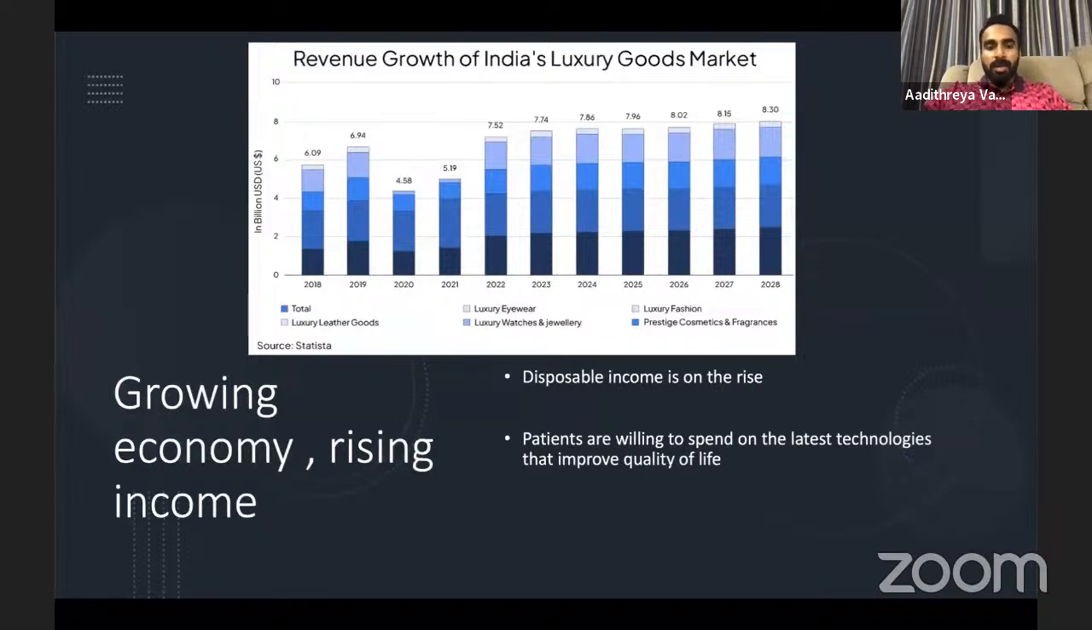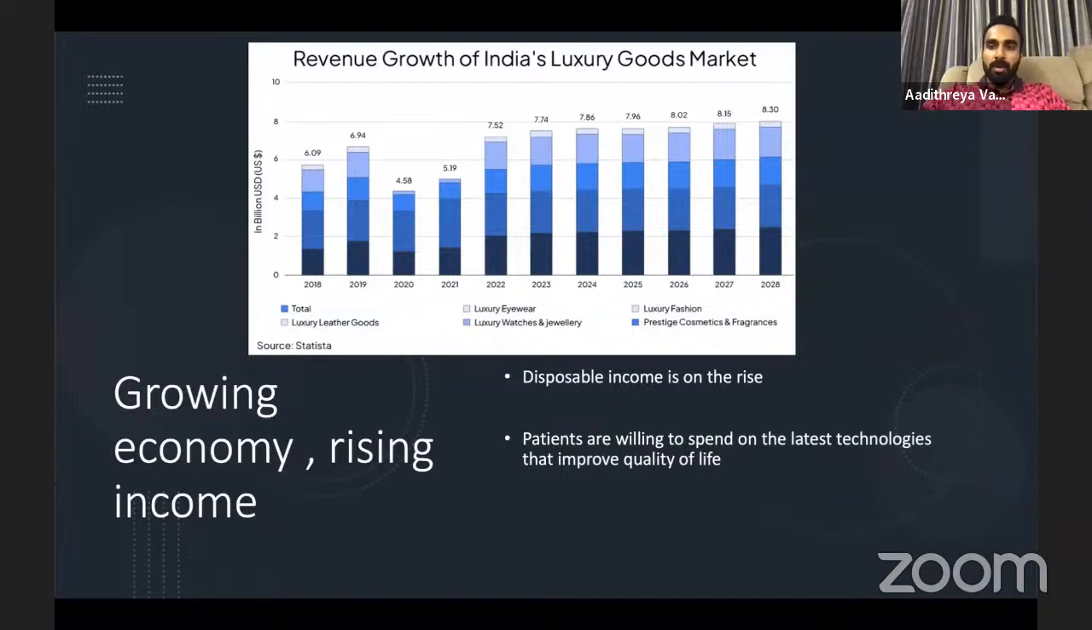Let's look at the economy. As you know, the GDP is getting better in India. There is more disposable income. People are able to spend more on luxuries. And they do spend more on luxuries that they do not need. Every second person you see walking around now has an iPhone in hand. So what does this mean? The patients are willing to spend on the latest technologies that will improve the quality of life.